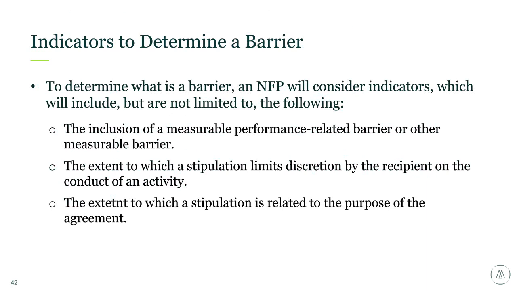Indicators to determine a barrier. To determine what is a barrier, a not-for-profit will consider indicators, which will include, but are not limited to, the following: the inclusion of a measurable performance-related barrier or other measurable barrier, the extent to which a stipulation limits discretion by the recipient on the conduct of an activity, and the extent to which a stipulation is related to the purpose of the agreement.